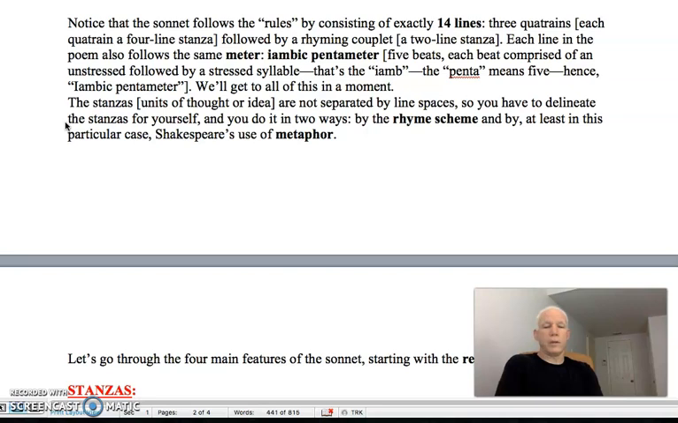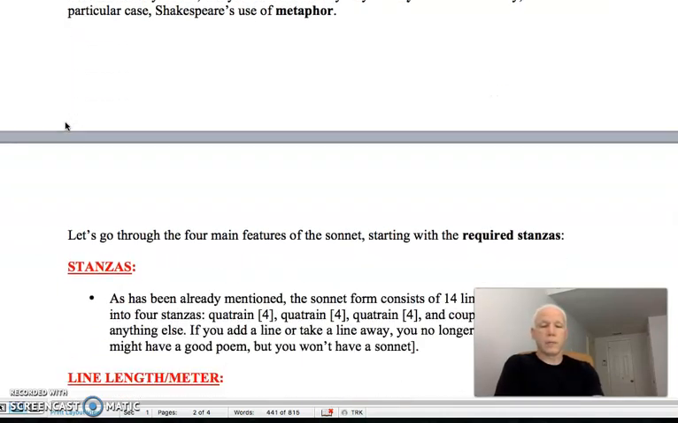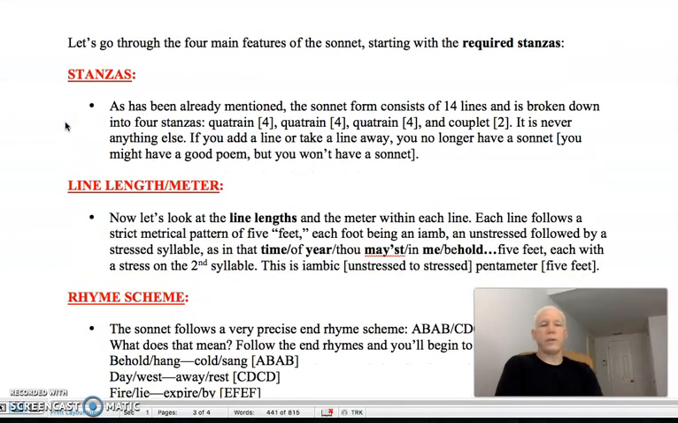The stanzas, units of thought or idea, are not separated by line spaces, so you have to delineate the stanzas for yourself. And you do it in 2 ways, by the rhyme scheme and by, at least in this particular case, Shakespeare's use of metaphor. Let's go through the 4 main features of the sonnet, starting with the required stanzas.